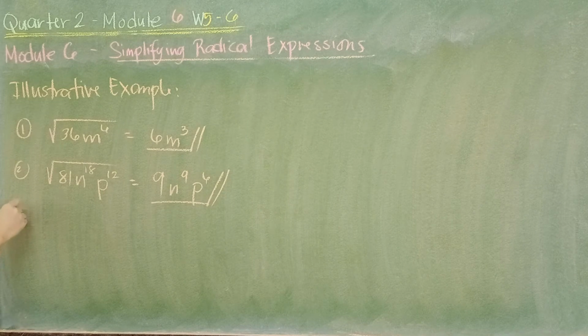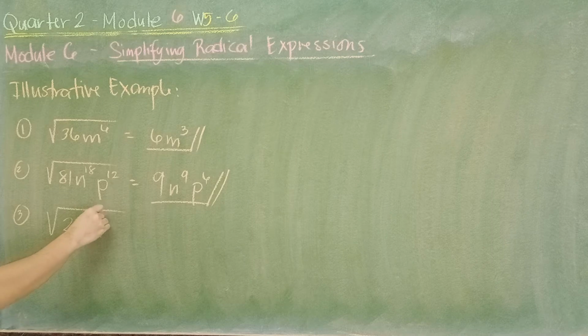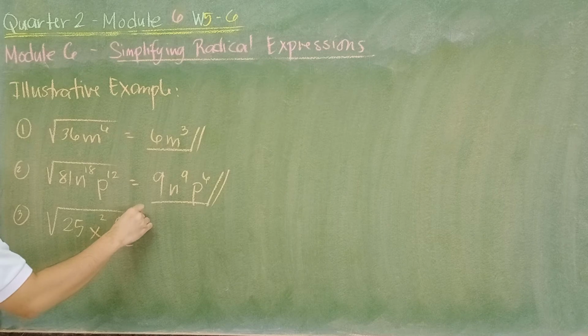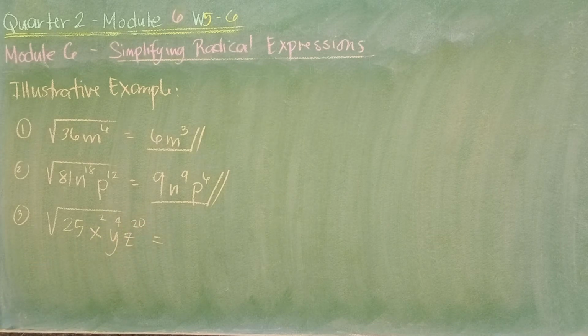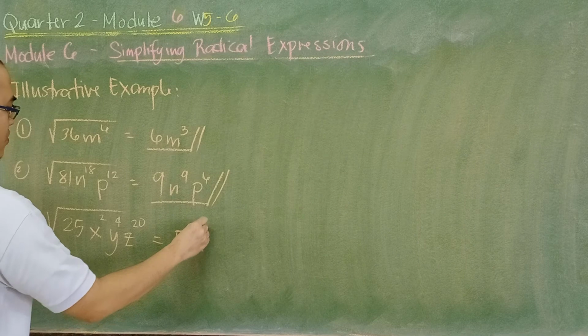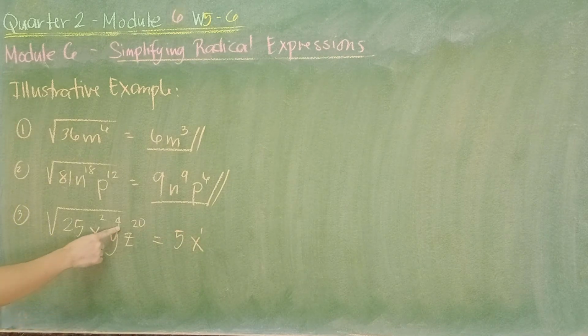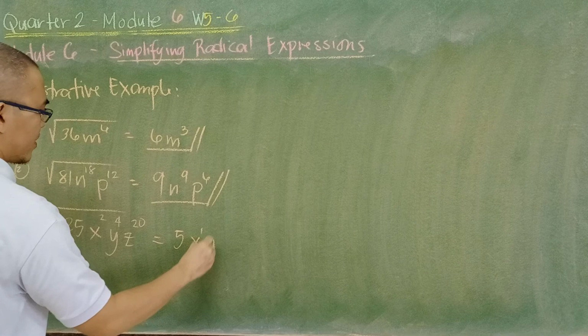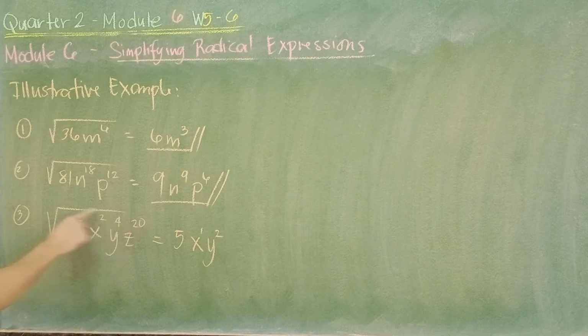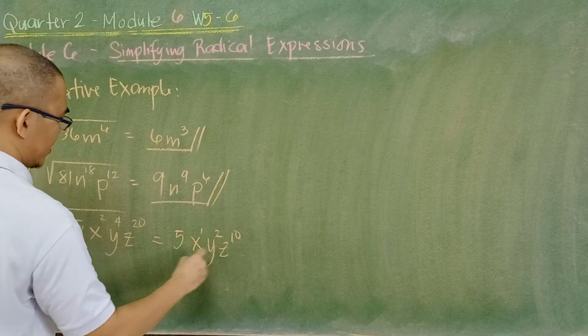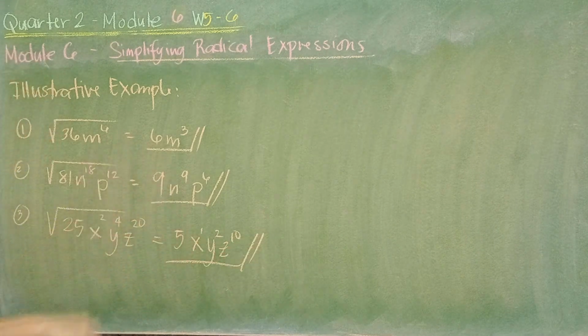Another, 3. Let's say square root of 25 x raised to 2, y raised to 4, z raised to 20. So square root ng 25 is just 5. X raised to 2 divided by 2, that is 1. Y raised to 4 divided by 2, y raised to 2. Z raised to 20 divided by 2, that is z raised to 10. Again, yung 1 doon, pwede mo maglagay.